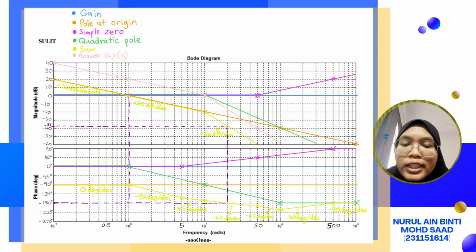For the final line, I start from negative 90 degree and then go flat until the cut-off frequency of 10 radian per second. And then it goes down, between negative 135 degree and negative 180 degree. And then it goes down to negative 170 degree. And then it goes down again at 50 radian per second, and more at 100 radian per second. And then it shifts upward to 500 radian per second at negative 80 degree. And then it goes to a flat line at 1000 radian per second, which is at negative 80 degree.